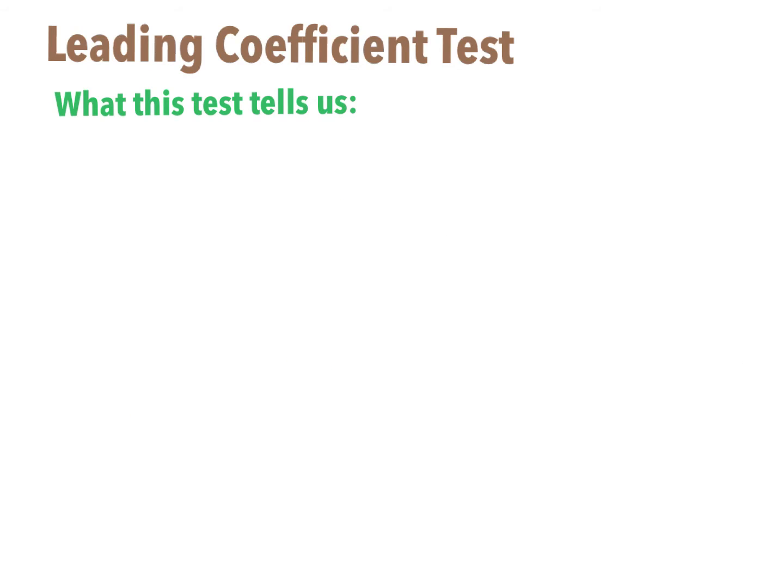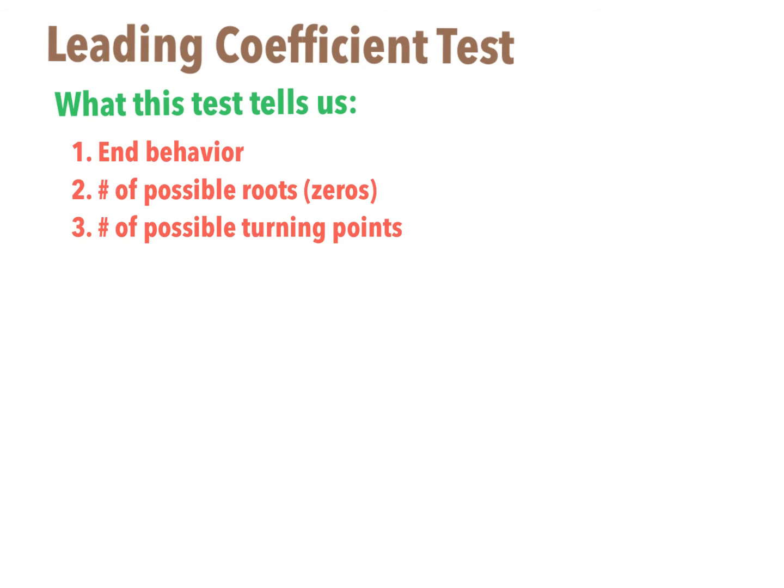All right, the very first thing that you want to do whenever you see a polynomial is do the leading coefficient test. And it's because it tells us a whole lot of things. The leading coefficient test will tell us its end behavior, the number of possible roots, and the number of possible turning points. All right, and here's how it works.